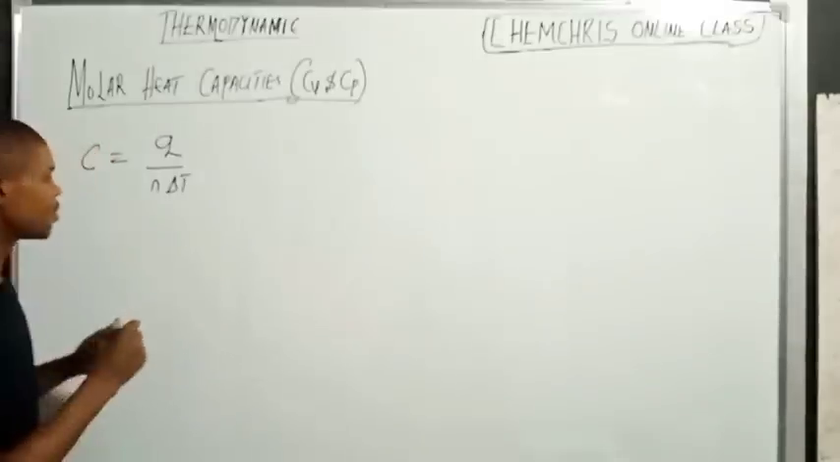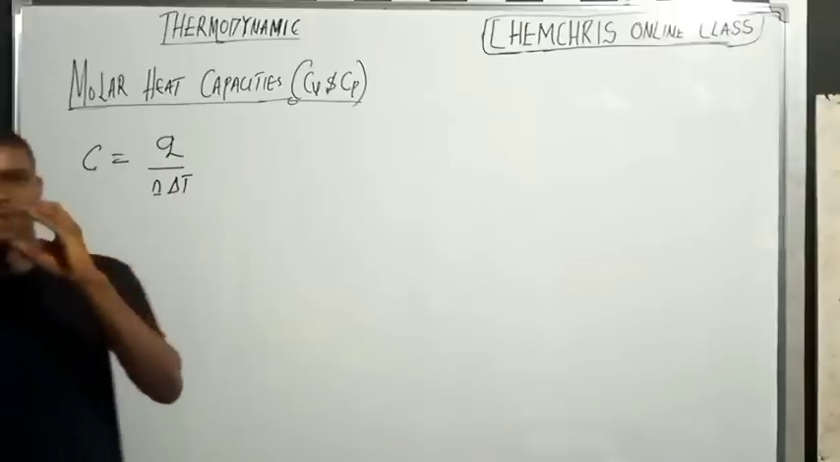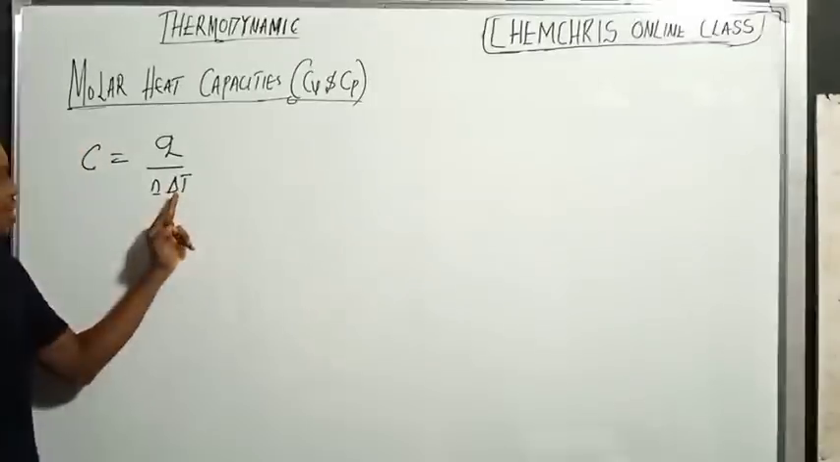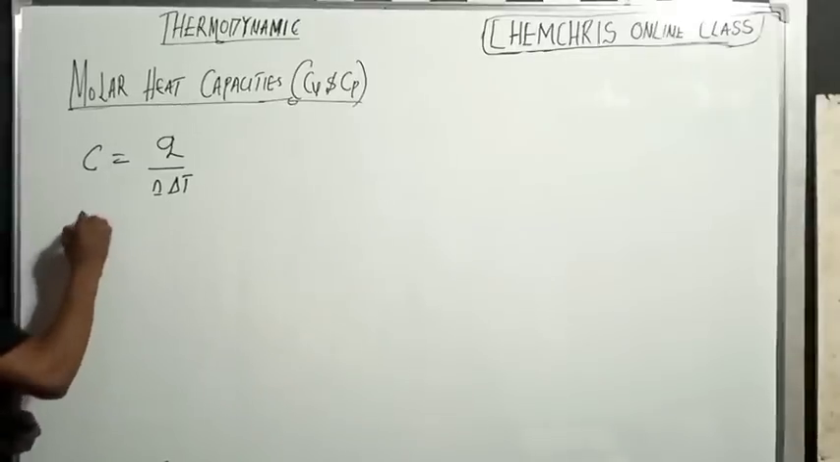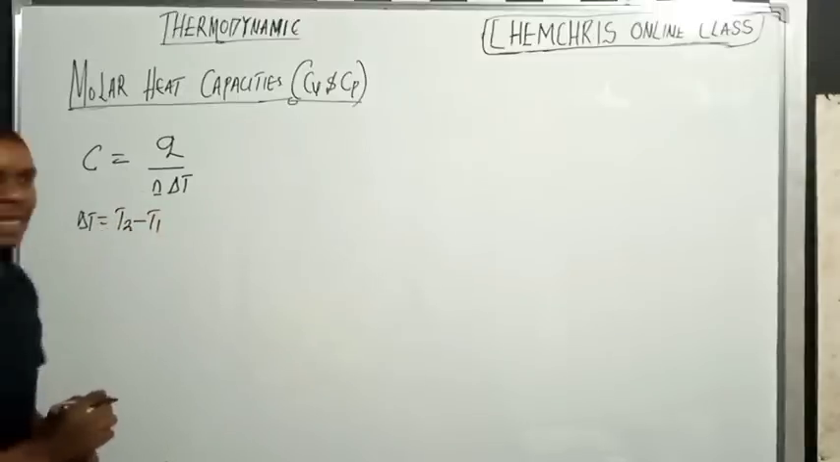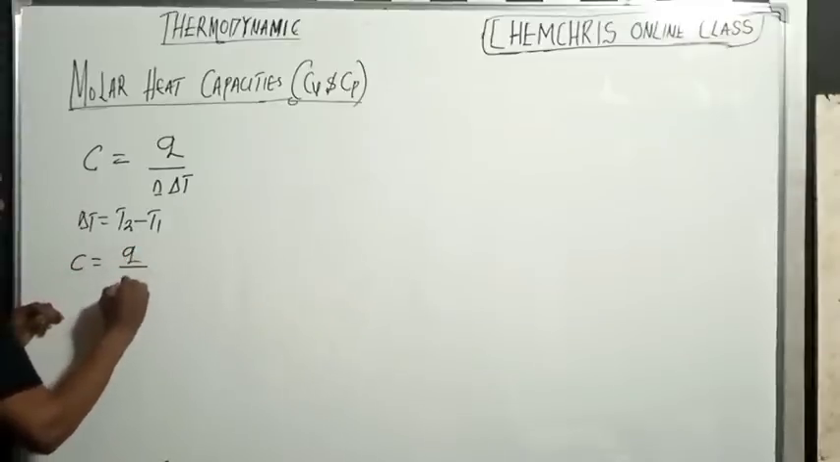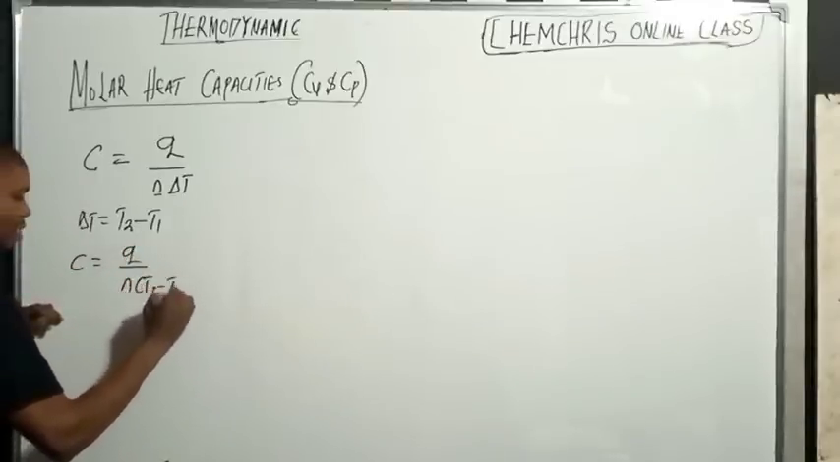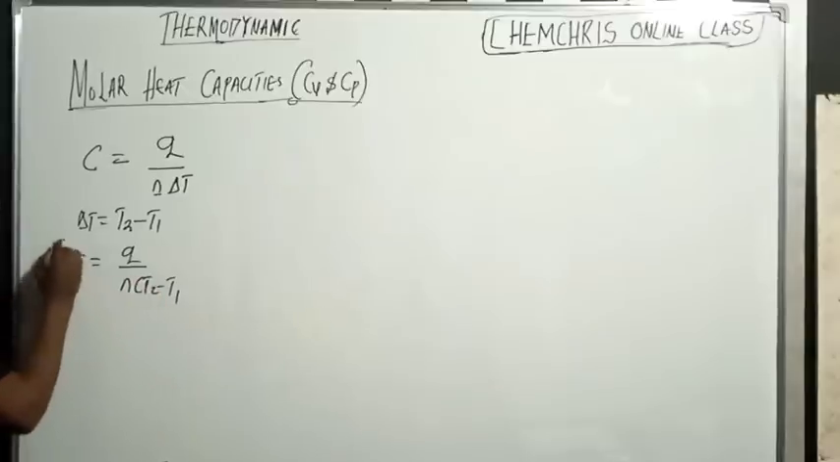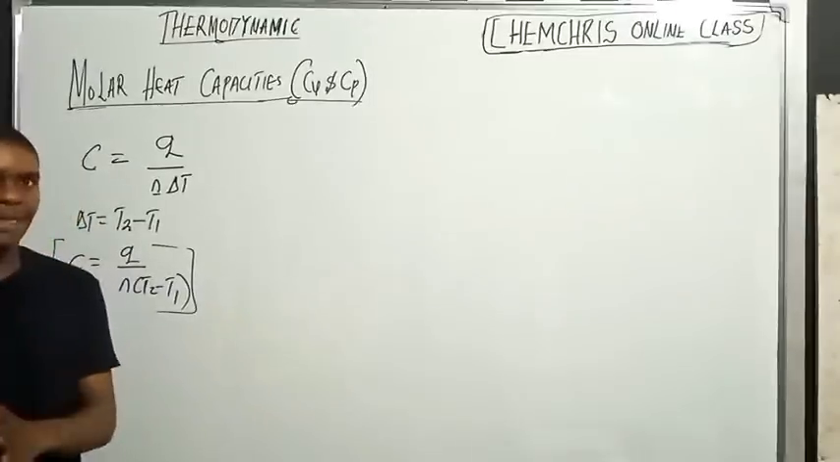N is the mole of the system. Q is the quantity of heat absorbed. You understand? Then change in T is going to be T2 minus T1. Do you understand? So here we say C equals Q over N times (T2 minus T1). So this is the formula for heat capacity or molar heat capacity.